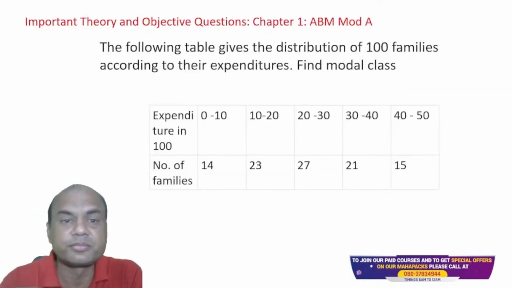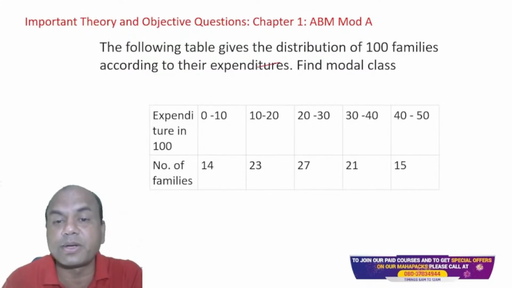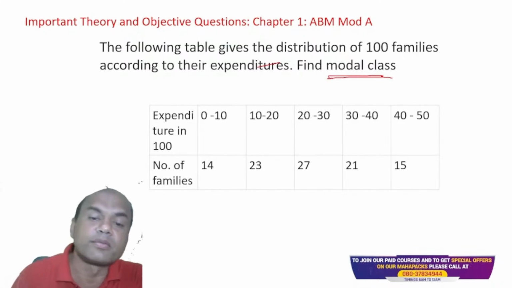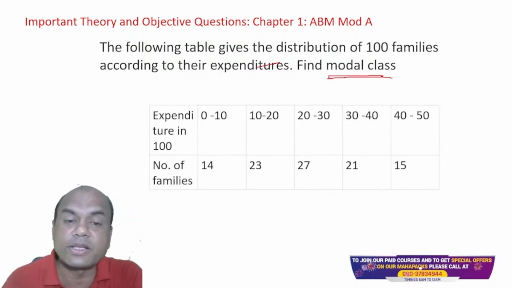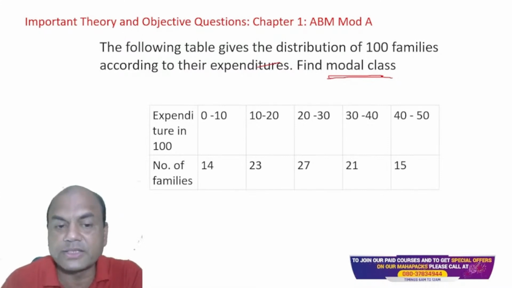I'll tell you. The following table gives the distribution of 100 families according to the expenditures. Find a modal class. We want a mode over here. So this is the expenditure 0 to 10, 10 to 20, 20 to 30, and so on. And this is number of families.